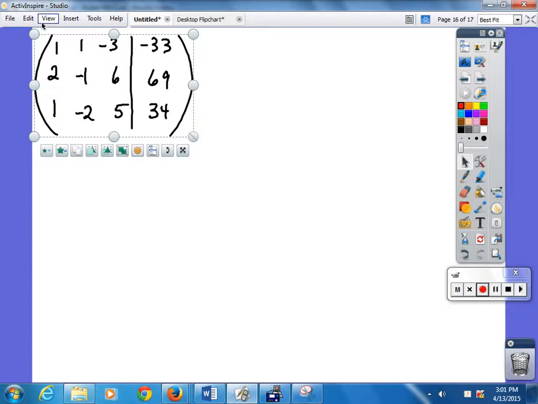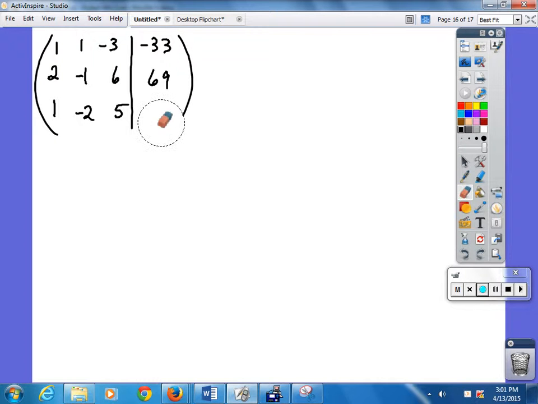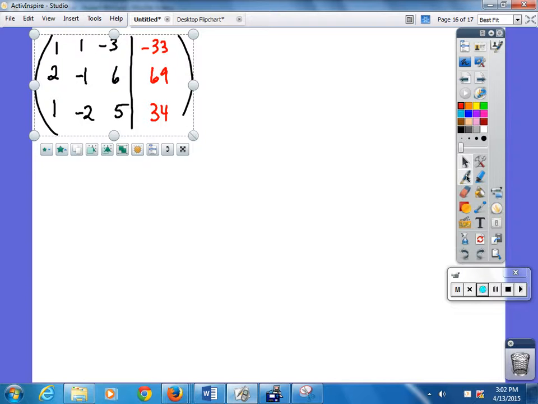But before I do anything, I'm going to change these guys if I can. Probably not going to let me, but no, it's not. So I'm going to erase these. 33, 69, and 34. Are those correct? Make sure the signs are correct. I'm going to change those to red.